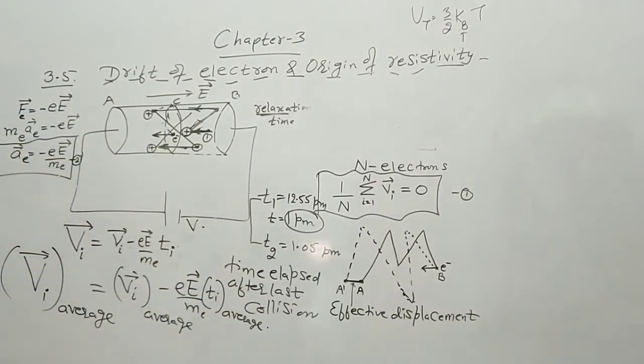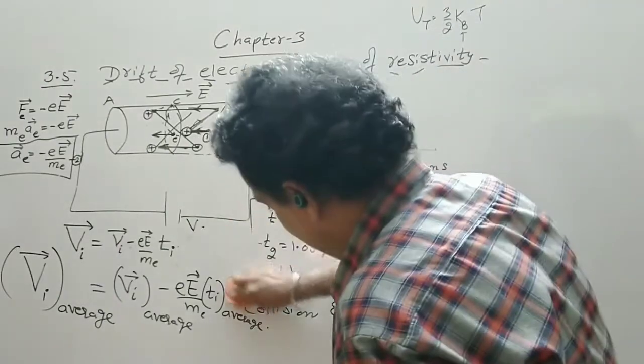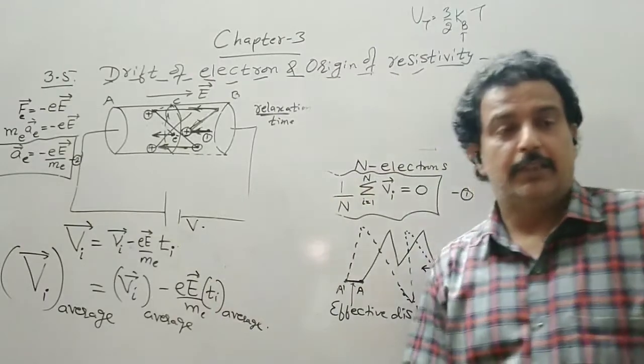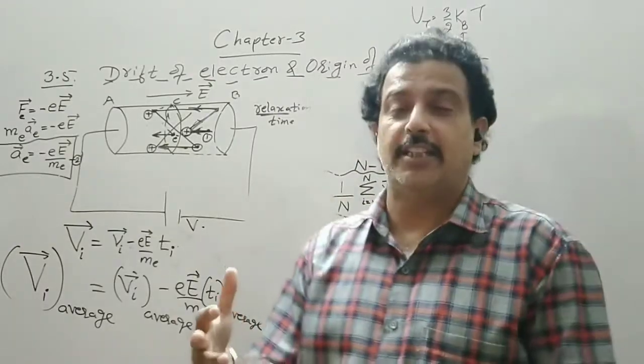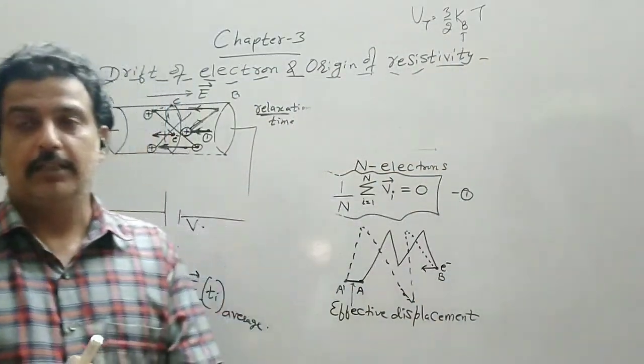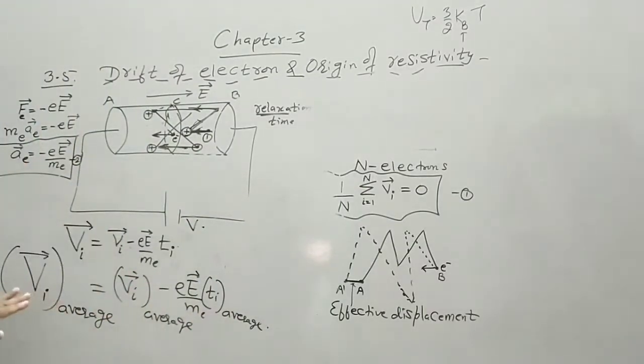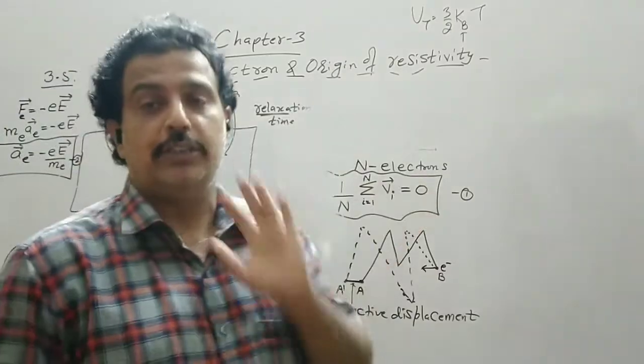So if I consider only one electron, and the first time it has a relaxation time of 10 minutes, and in the second situation it has a relaxation time of 1 hour, then I take an average and substitute here. So I will get its final average velocity.